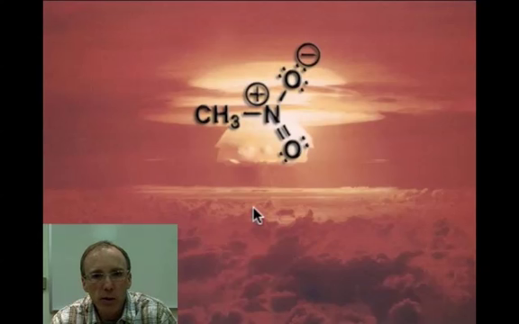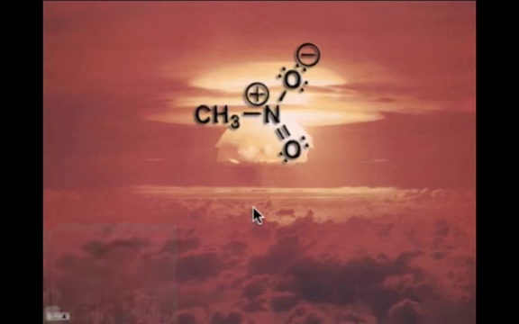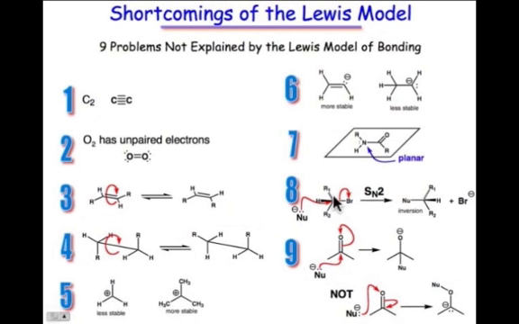Scientific models are there to be predictive and to explain observations. And when the model breaks down, it's time to move on to something else. Today, you're going to see that we're going to blow some holes into the Lewis model that you've come to accept. In the next slide, 9 examples of where the Lewis model fails to give the expected or observed behavior.